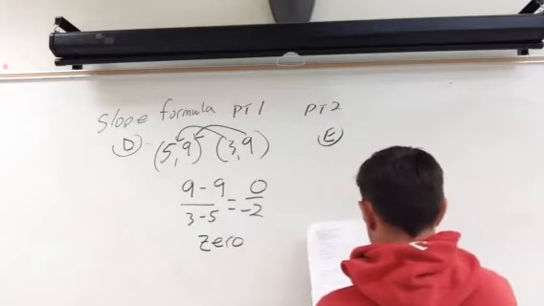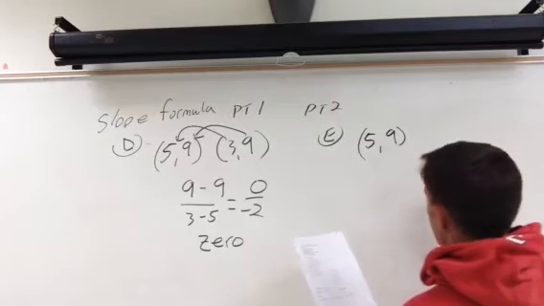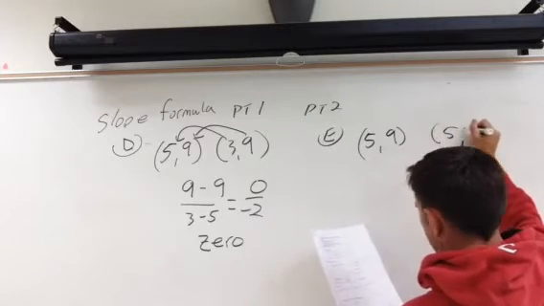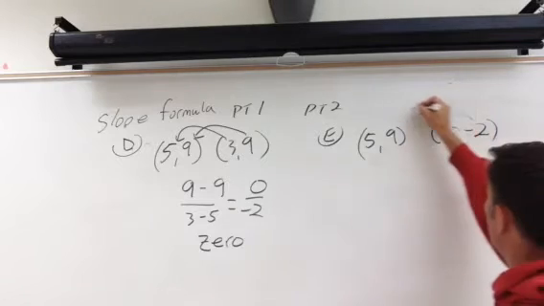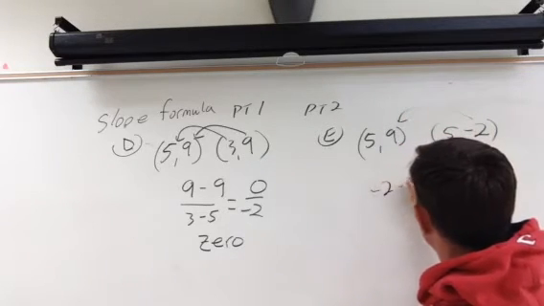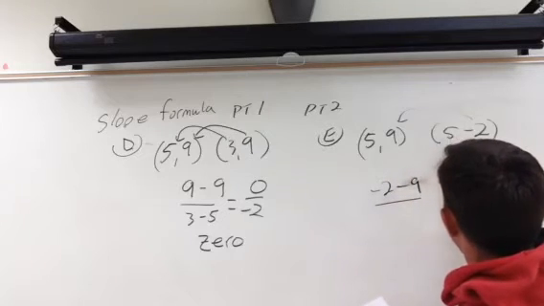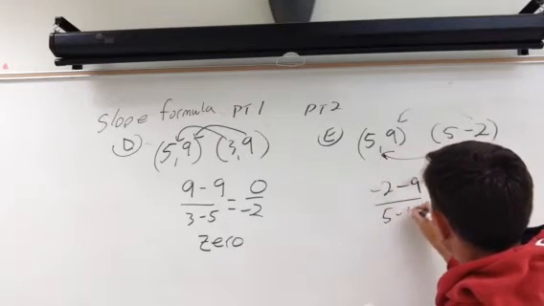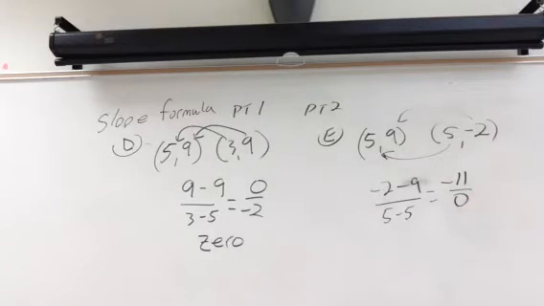Compared to this problem. We'll start again with that 5, 9, but instead we'll make the second point 5 and negative 2. Negative 2 minus 9, and 5 minus 5. This time we get negative 11 over 0.